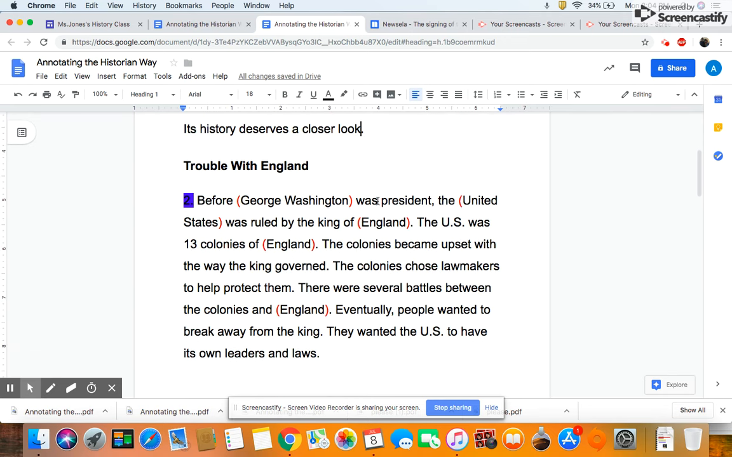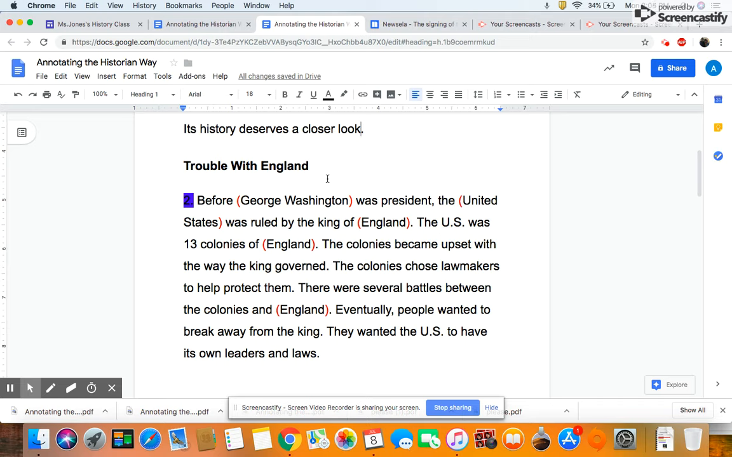Before George Washington was president, the United States was ruled by the King of England. The U.S. was 13 colonies of England. The colonies became upset with the way the king governed. The colonies chose lawmakers to help protect him. There were several battles between the colonies and England. Eventually, people wanted to break away from the king. They wanted the U.S. to have its own leaders and laws.